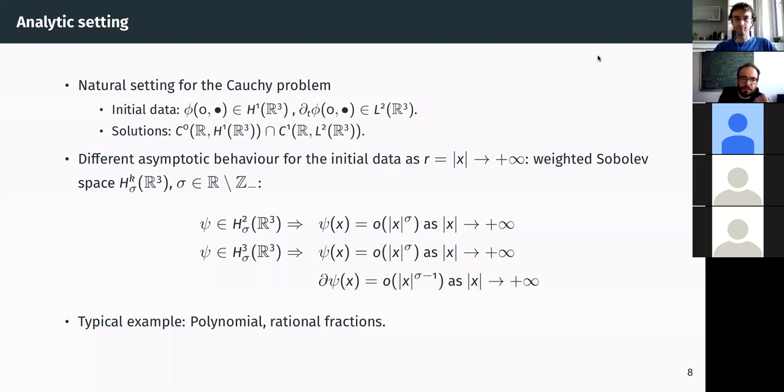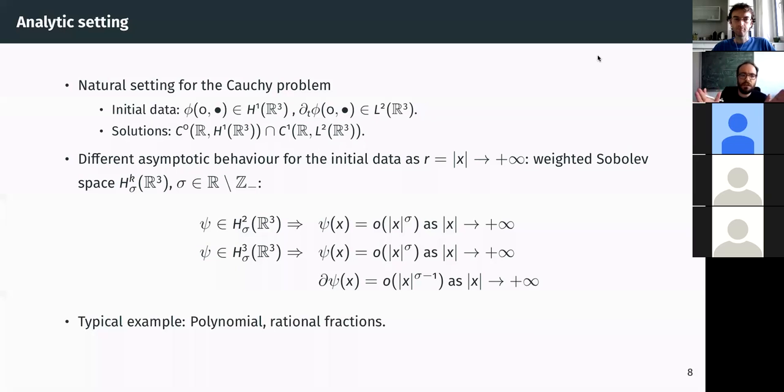So standard Sobolev spaces don't encompass this natural behavior. So you need to go a little bit further than that. And what we introduce is actually weighted Sobolev spaces, right? And these Sobolev spaces have a parameter sigma. So k is the number of derivatives that you take in L2. Sigma will be some weight which describes the decay.